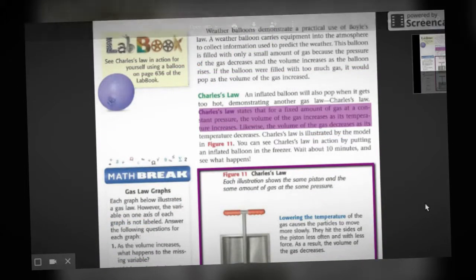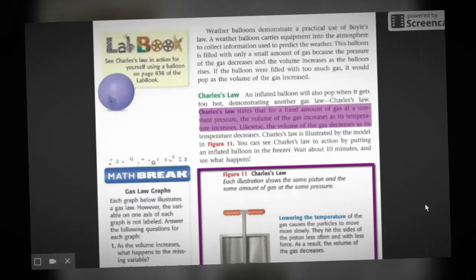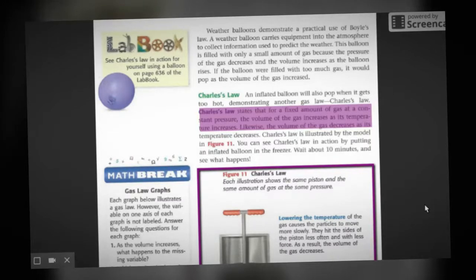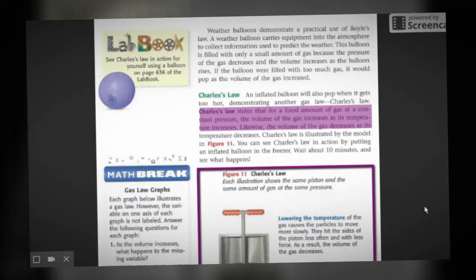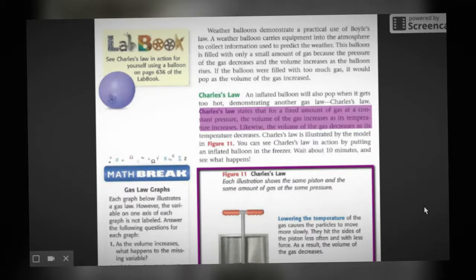Weather balloons demonstrate a practical use of Boyle's Law. A weather balloon carries equipment into the atmosphere to collect information used to predict the weather. This balloon is filled with only a small amount of gas because the pressure of the gas decreases and the volume increases as the balloon rises. If the balloon were filled with too much gas, it would pop as the volume of the gas increased.